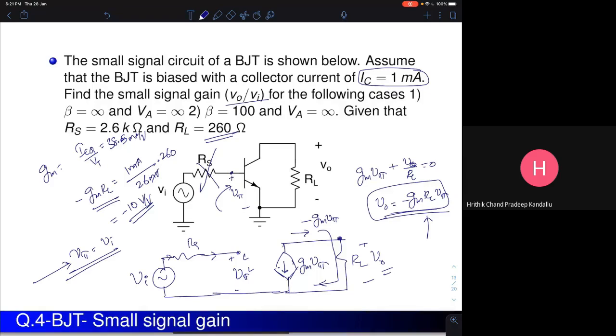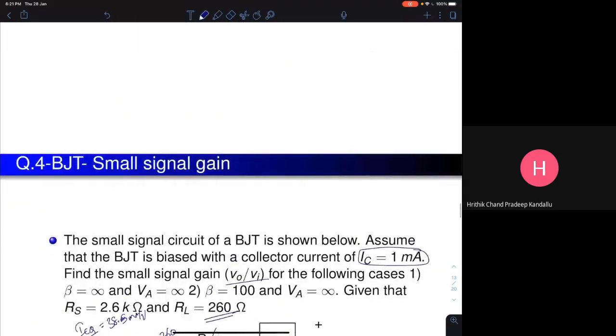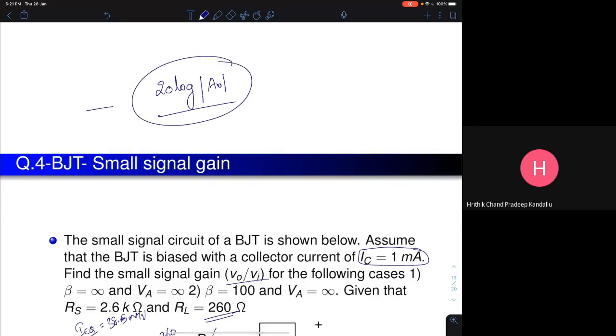In decibels. Whenever you are expressing gain in decibels, it should be plus 20. So always express your gain like this: 20 log of mod of Av. You should express your gains in terms of decibels. So 20 log of, take the magnitude and then express it. That will be 20 log of mod of minus 10, which is 10 to the base 10. So you will get 20 decibels.